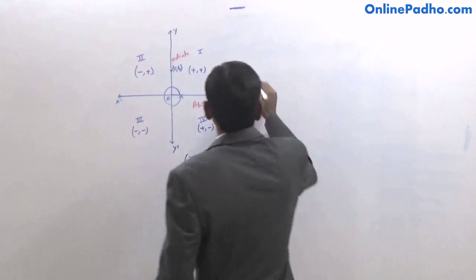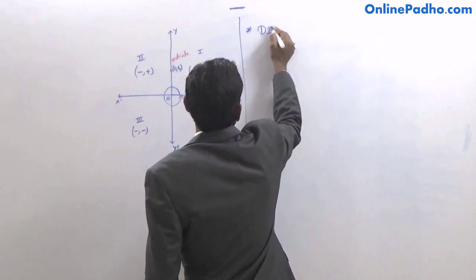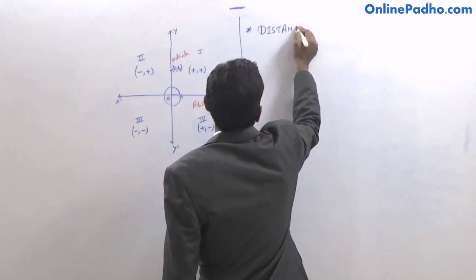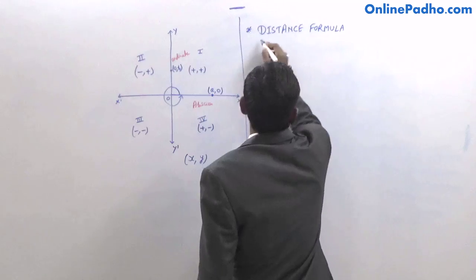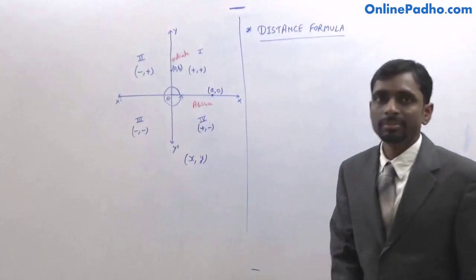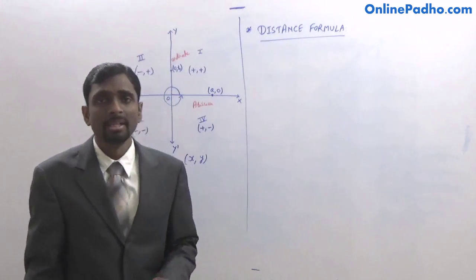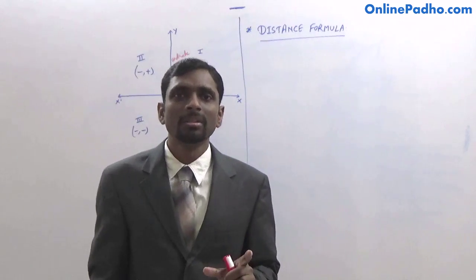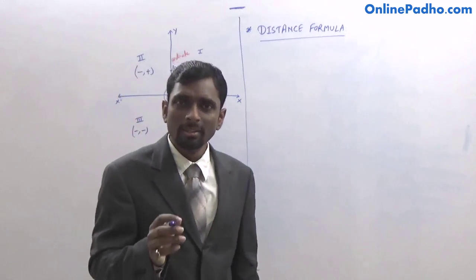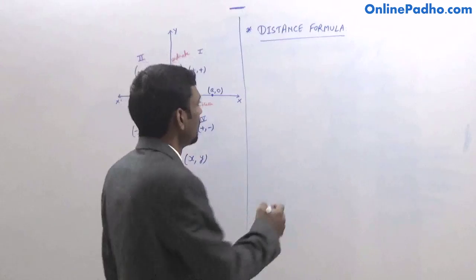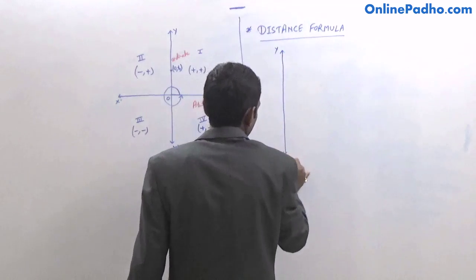Now our first topic in class 10 is the distance formula. So let's see what the distance formula is and how it can be derived, right? The distance formula means we have to find the distance between any 2 points on the coordinate axis. With the help of this formula, we can find the distance between any 2 points on the coordinate axis, right? Let's derive this formula first, then we can apply it.